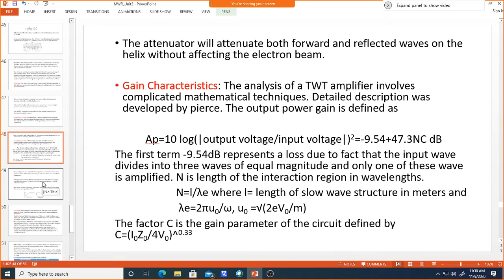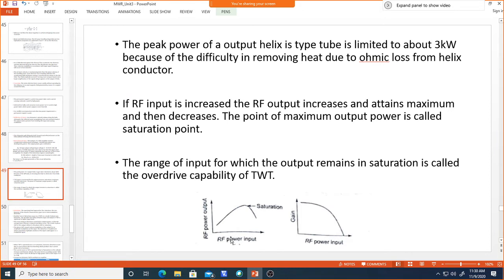Now whenever you increase the input power, up to some extent the RF power output of the TWT will also increase. Up to some point, after which it is going to degrade. Only for some portion of the input power will it give the maximum gain, and that is called the saturation gain. This happens only due to some part of the input power.